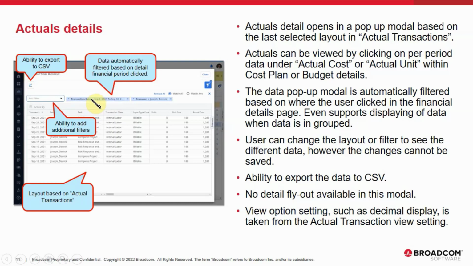In this example, I have clicked on Derek Joseph for September. So whatever I click on, that is the default that will be displayed to me right here. And the detailed transactions will be displayed. I can change this filter or change this layout as I choose to do so. I do not have any detail flyout available, so there is no detail option. And viewing of this value can be done either by clicking on the actual cost or the actual unit. When I show the demo, you will see this functionality working in action.